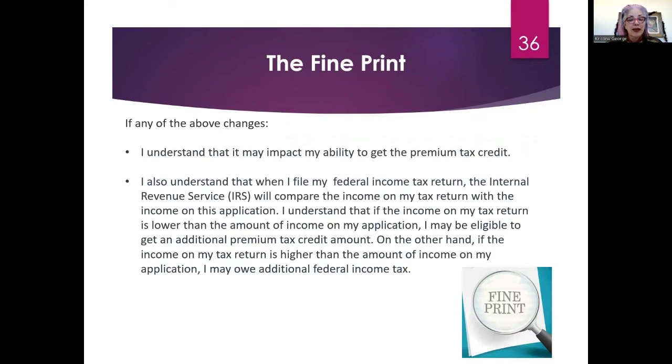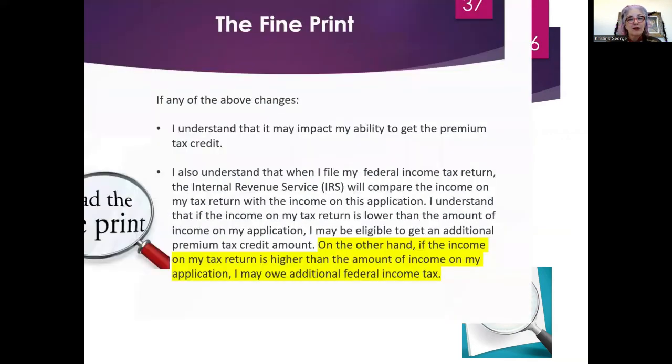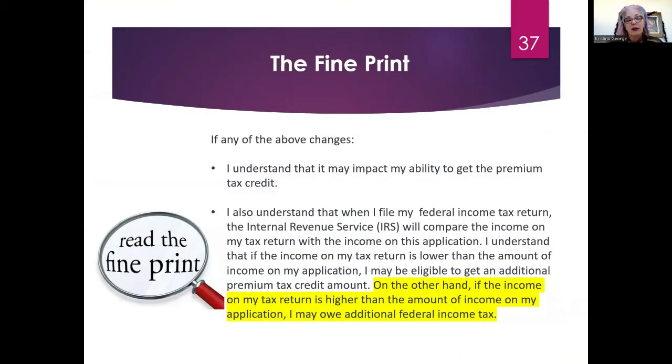You understand that when you file your income tax return, the IRS is going to compare. They're going to see what you put on the application a year in advance and what you are actually filing. If you filed a higher amount, you could get some tax credits back. But if you filed a lower amount, where you said you only made 40,000 and you really made 50, you're probably going to have to pay some tax credits back. It's pretty fair. They're not going to pay more than they need to. It is the IRS, after all.